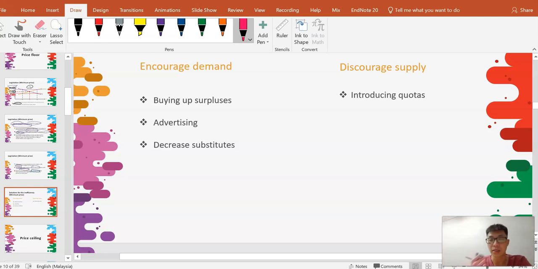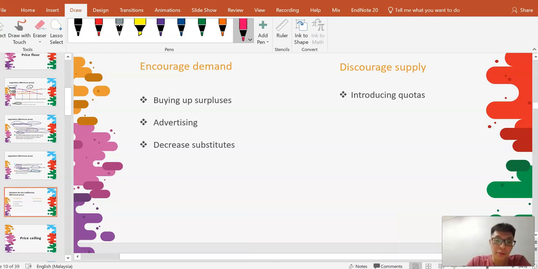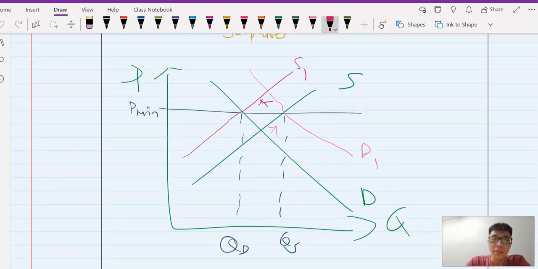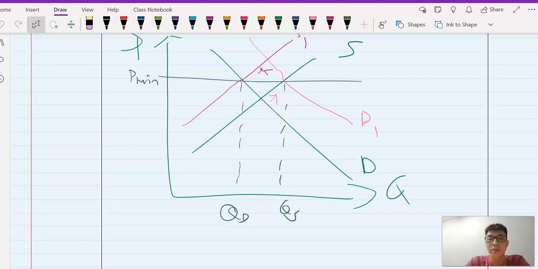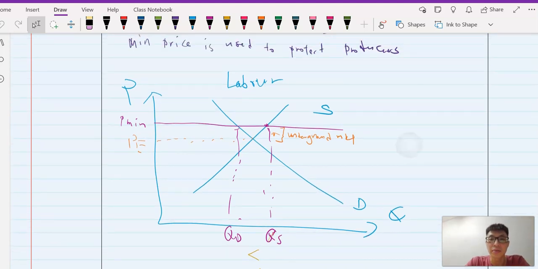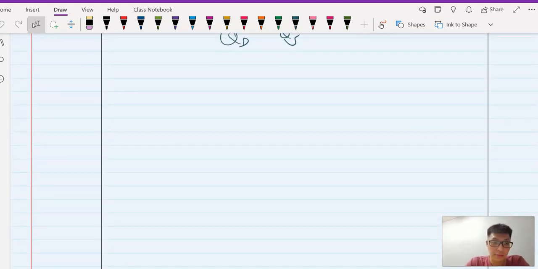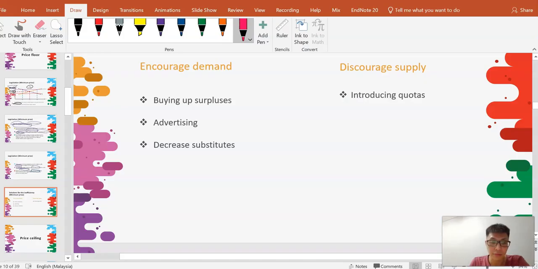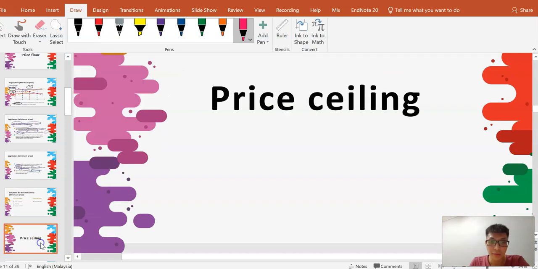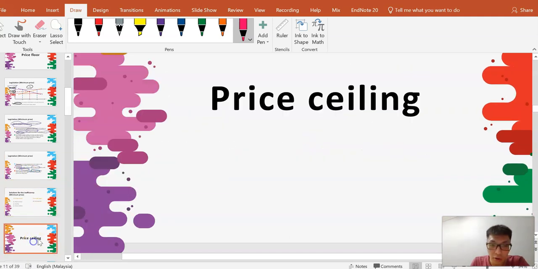By increasing demand and decreasing supply, it will actually lead to the closing of the surplus gap. Hence, the government successfully closes the surplus gap, and at the same time, they can help the labor market. And that is for price floor.